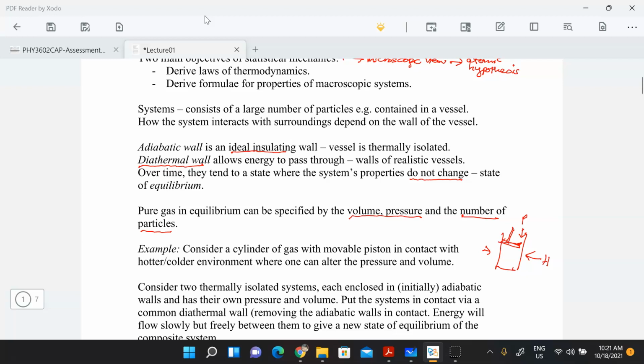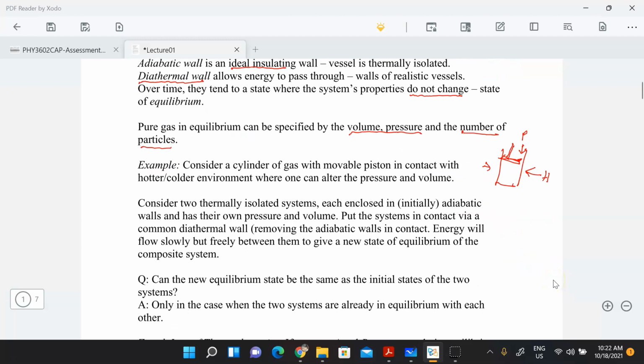So these are cases where you can consider the cylinder of gas with the piston as a system, and then the surroundings are just the environment. The other thing that one should also know is, once the system doesn't change with respect to its properties, that means it is in equilibrium with the surroundings.